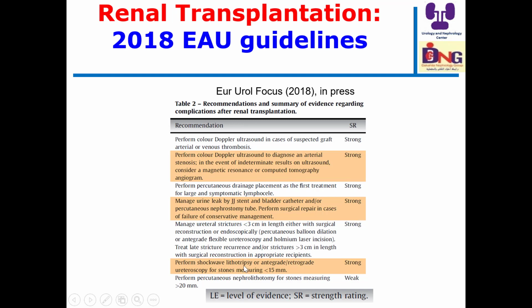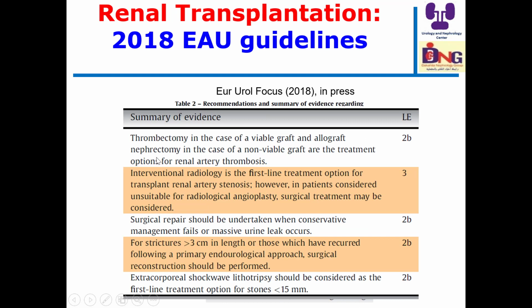Perform shockwave lithotripsy or antegrade or retrograde ureteroscopy for a stone measuring less than 15 millimeter. This is strong. Perform a percutaneous nephrolithotomy for a stone measuring more than 2 centimeter, and this is a weak recommendation. Thrombectomy in the case of a viable graft and allograft nephrectomy in the case of a non-viable graft are the treatment options for renal artery thrombosis.